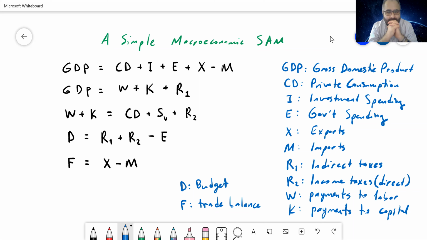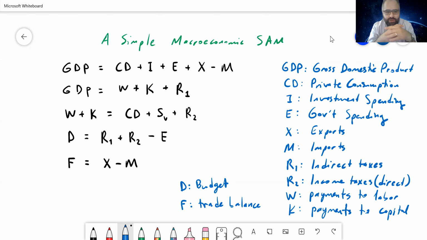Then this after-tax income, if you separate out the indirect taxes, must be equal to consumption, saving, and the direct taxes, right? So R2 here is direct taxes, for instance, an income tax. So you obtain this income, and out of this, you pay a direct tax. In this version, there is no transfer spending by the government.